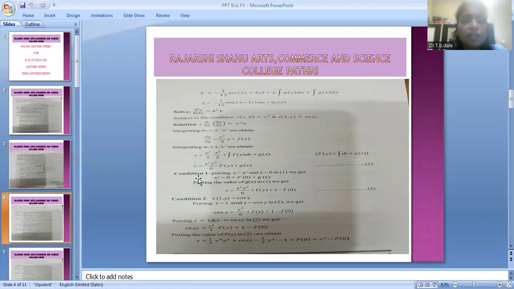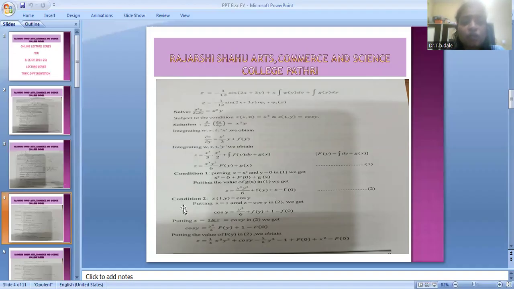In condition 1, putting z = x² and y = 0 in equation 1, we get x² = F(0) + g(x). Putting the value of g(x) in 1, we get z = x³y²/6 + F(y) + x² - F(0).